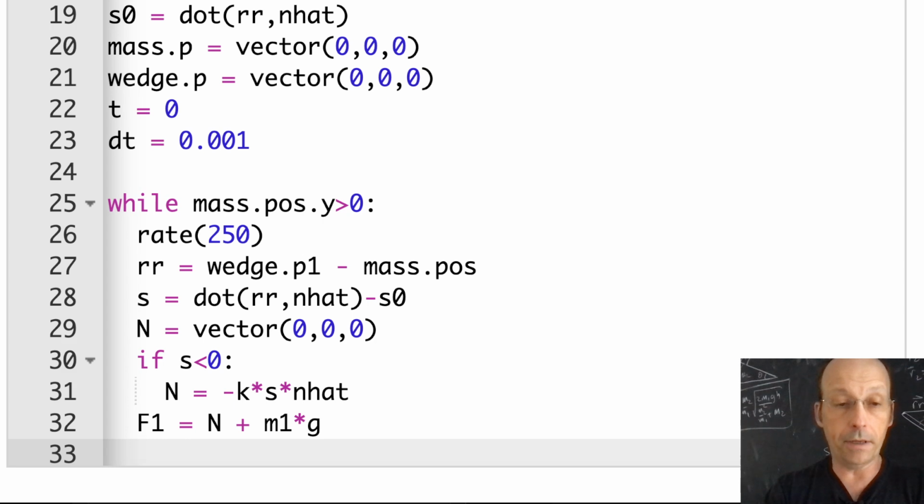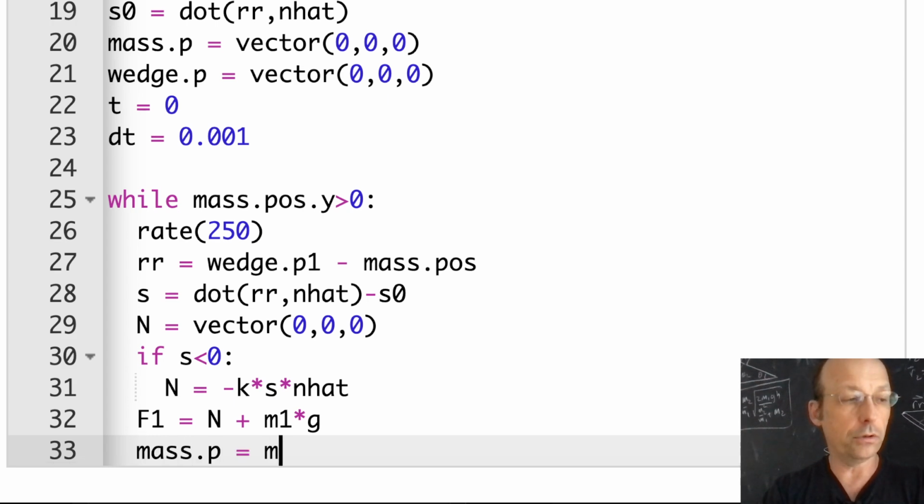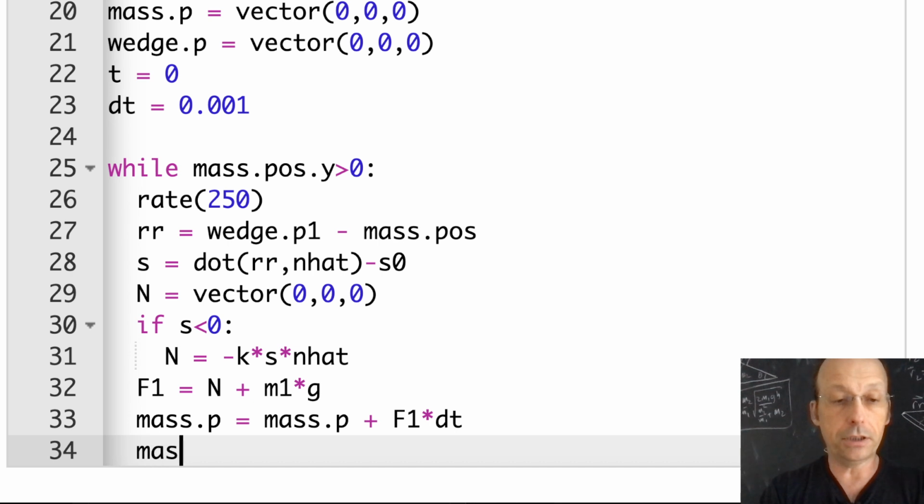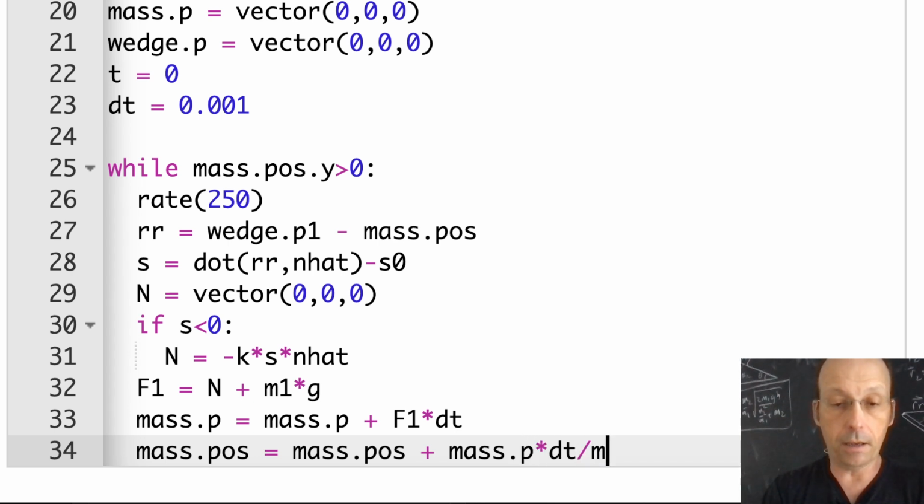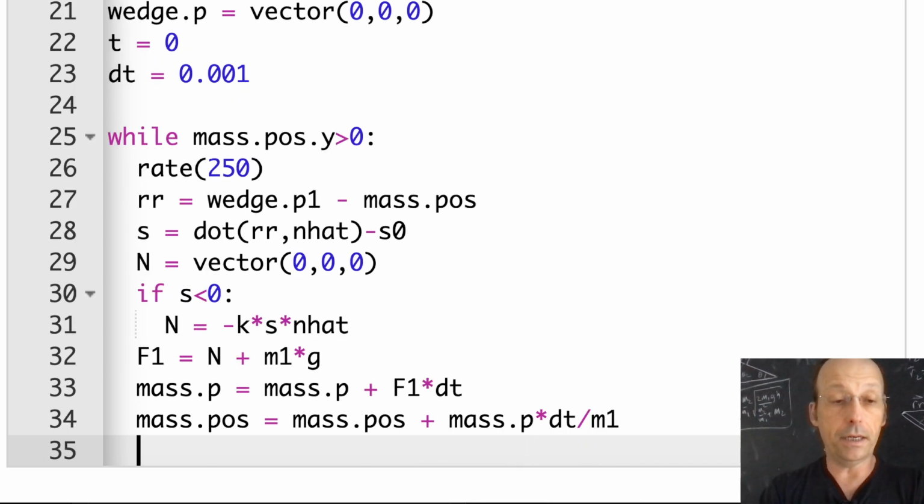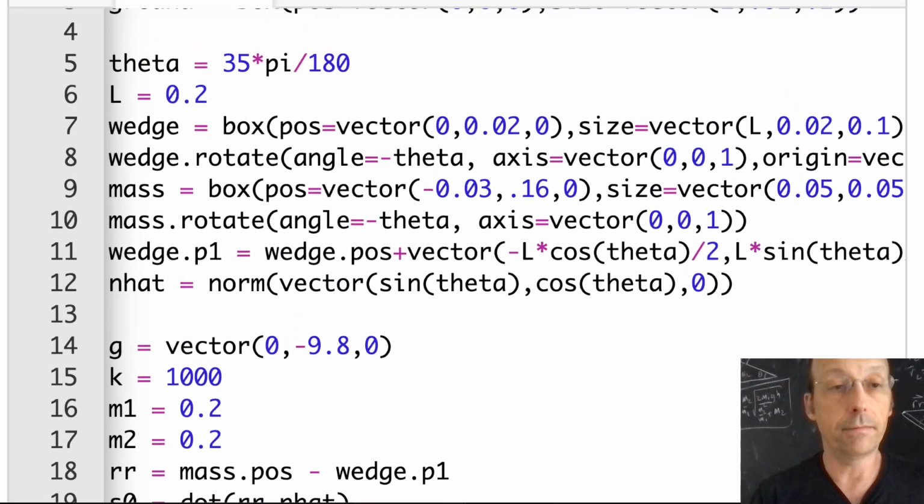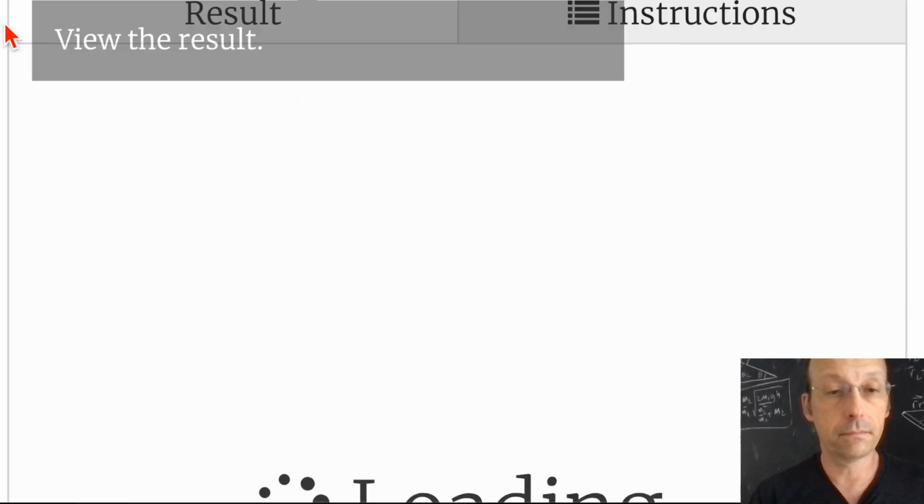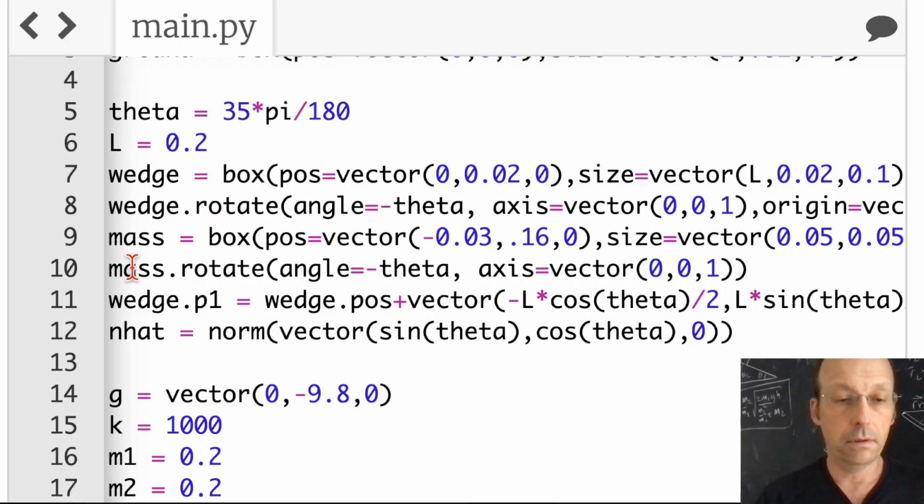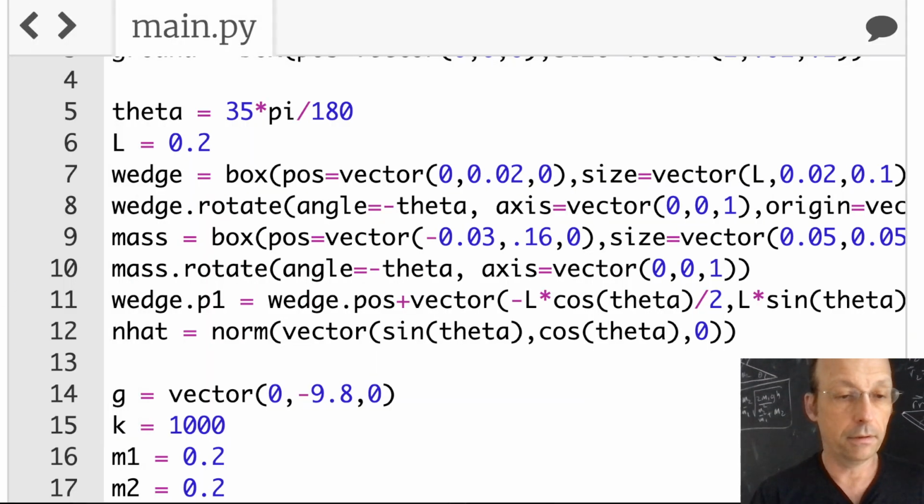Now I can update the momentum. Mass.P equals mass.P plus F1 times dt. Update the position: mass.POS equals mass.POS plus mass.P times dt divided by M1. And then update time: T equals T plus dt. So that should work. Let's just see what happens. You never know. Oh, something happened.